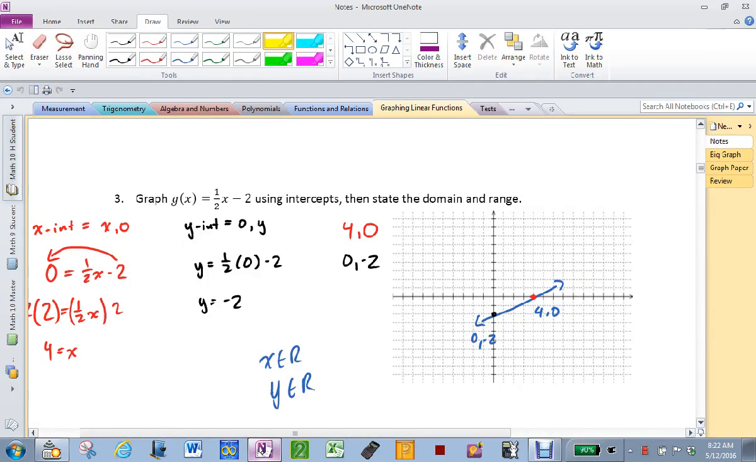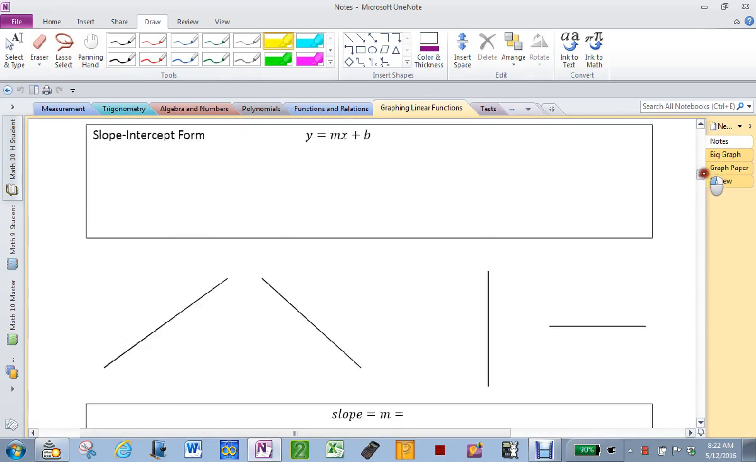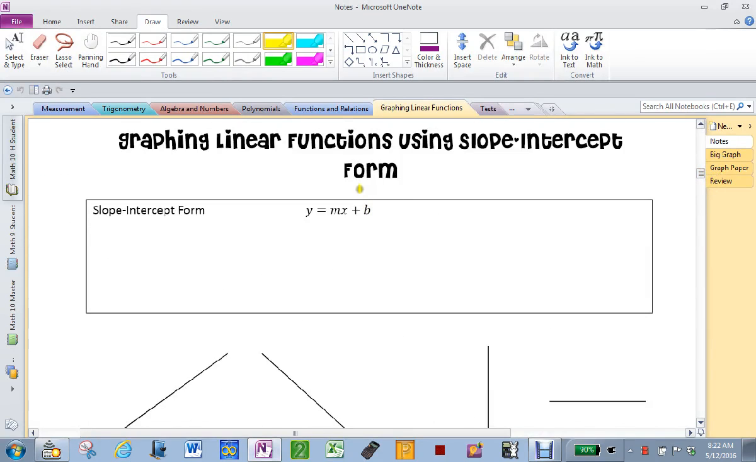g of x equals 1/2 x minus 2, yes? So right here, we're going to write that function. g of x equals 1/2 x minus 2, correct? Everybody good? All right. Now, compare what we just wrote to what I have written here. Do they look the same? They totally do, don't they?